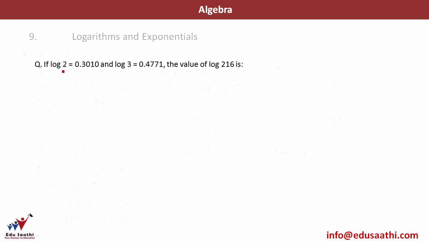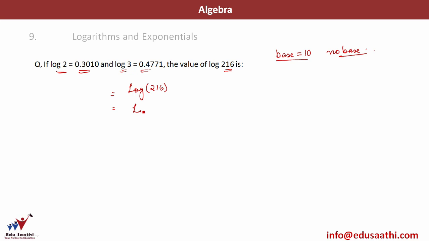If log 2 is equal to 0.3010 and log 3 is equal to 0.4771, then the value of log 216 is. Now, an important thing to consider here is the base has to be taken as 10 because there is no base which is mentioned. So what I'll do, I'll try to write log of 216 in an easier format.